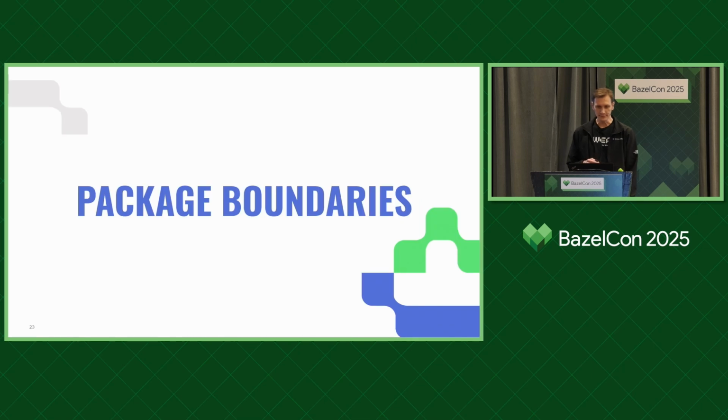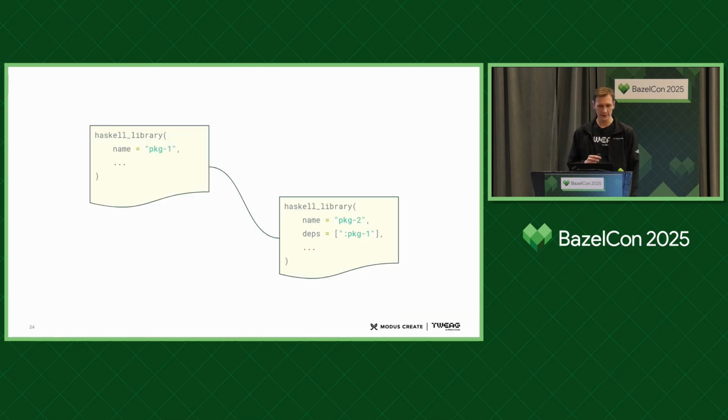All right, so we did that, and that worked perfectly. But then there was another piece that we ran into that I want to talk about a little bit, and that is package boundaries. So Haskell has this notion of packages, and if you want to think of modules as compilation units, then you can sort of think of packages as linking units, if you like. And these packages can depend on each other. So in this case, we have a package 2, and that depends on a package 1.